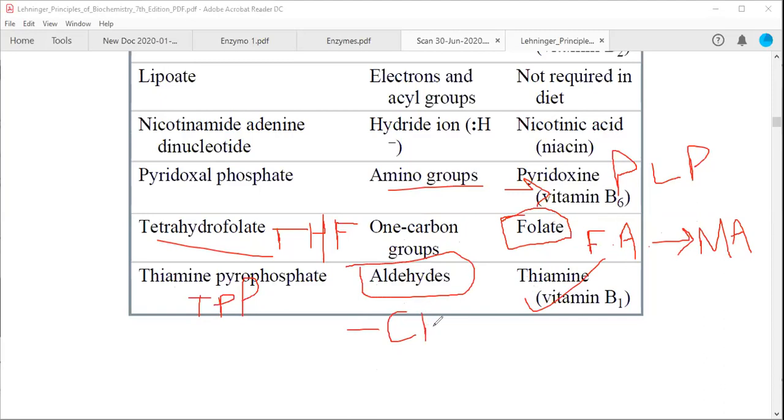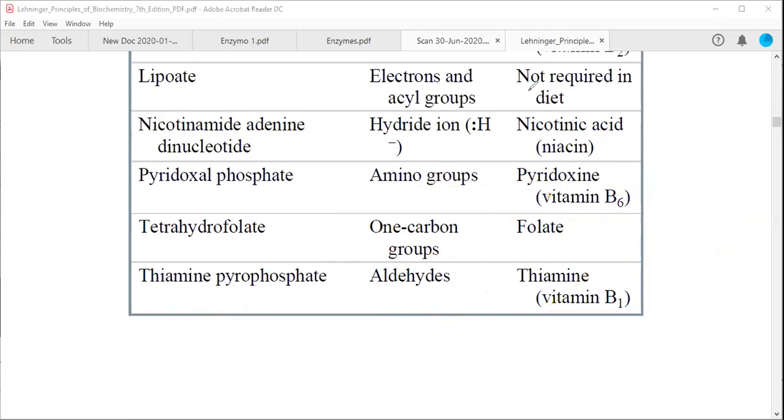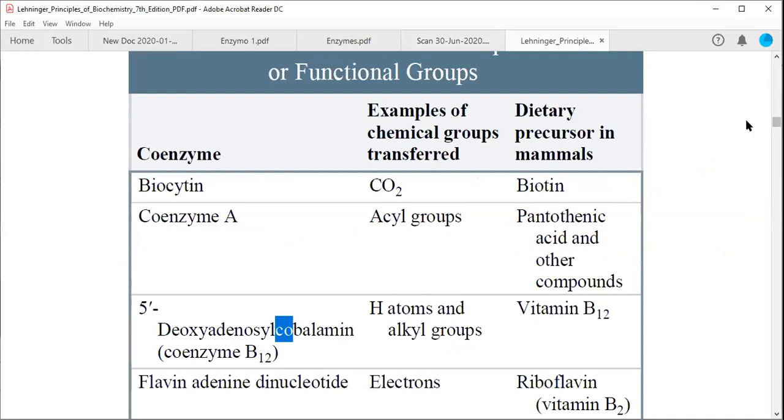So if you search some previous years' CSIR papers, a match-the-column question has been asked from this particular table, in which these coenzymes and these chemical groups transferred are given, and you need to match the appropriate ones. So if you remember this particular table, it will be easy for you to find the exact matches. Okay, so this we have discussed.